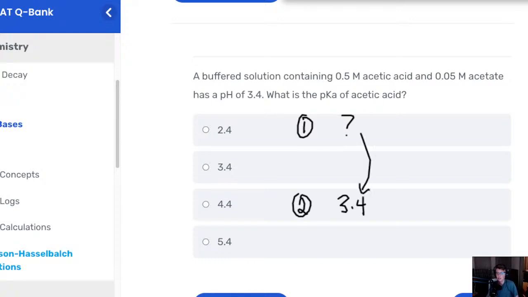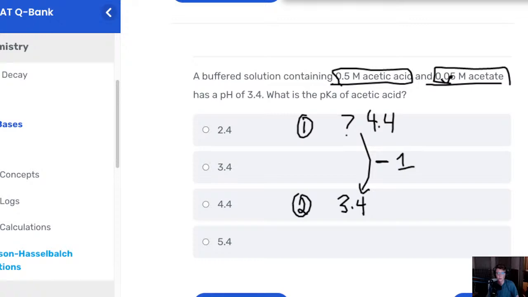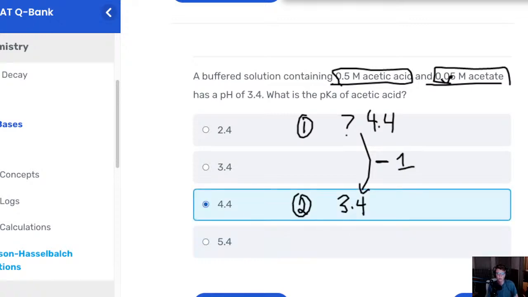And then we ask ourselves, did we favor acid? Did we favor base? So this says 0.5 molar acetic acid, 0.005 molar acetate. So we favor acid, which means that this had to be minus some value. Well, what is this minus? Again, we just figure out how many did we go down. So this is going to be a 1 factor difference. So this is 1. So what did this number have to be if we went down 1 from it? Well, it had to be 4.4. So the original pKa is 4.4.